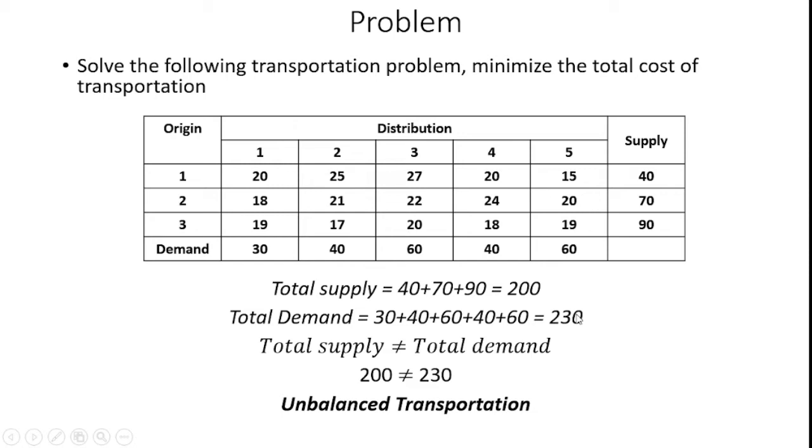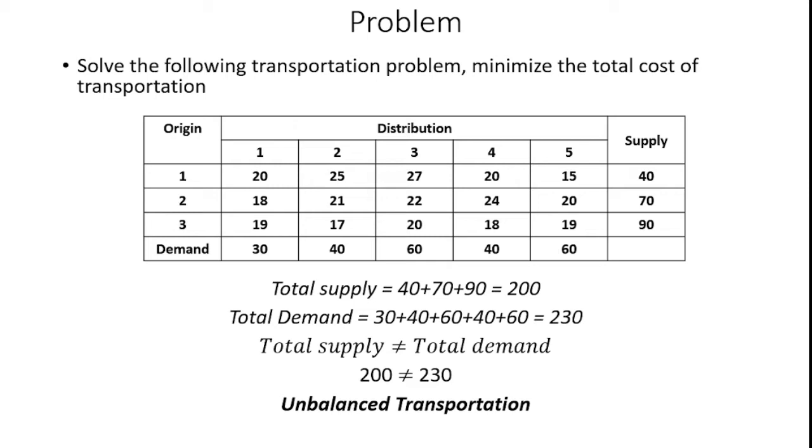Here, in all transportation models, we should make the demand and the supply equal. So here I check whether the demand and the supply are equal or not. Let's see, the total supply is 200, the total demand is 230. So the total supply is not equal to the total demand in this problem. So 200 is not equal to 230. So this problem is called an unbalanced transportation model, which is the definition of an unbalanced transportation model.